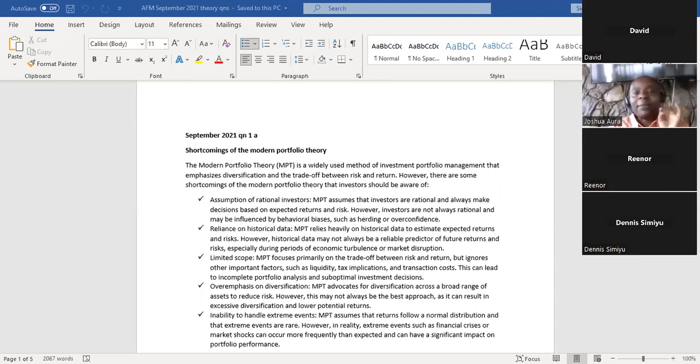However, there are some shortcomings of the modern portfolio theory that investors should be aware of. Assumption of rational thinking investors. Modern portfolio theory assumes that investors are rational and always will make decisions based on expected returns and risk. However, investors are not always rational and may be influenced by behavioral biases such as overconfidence.